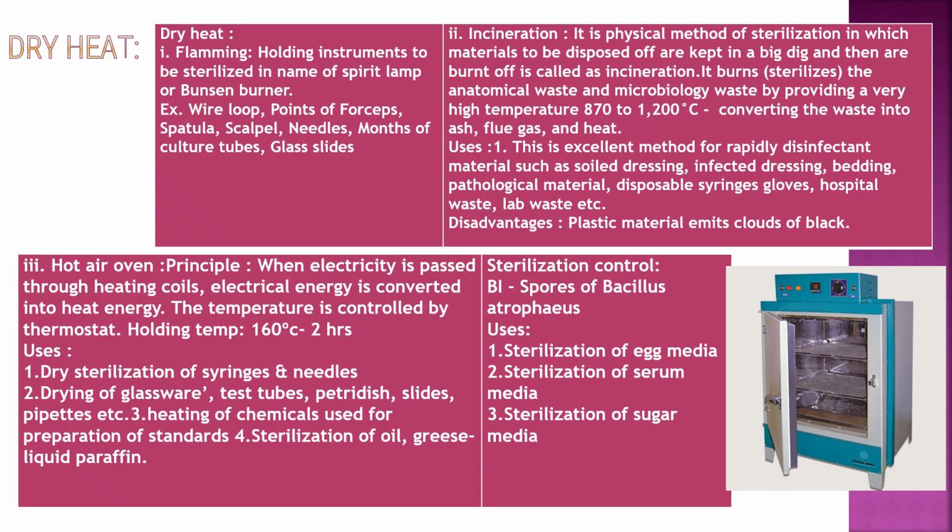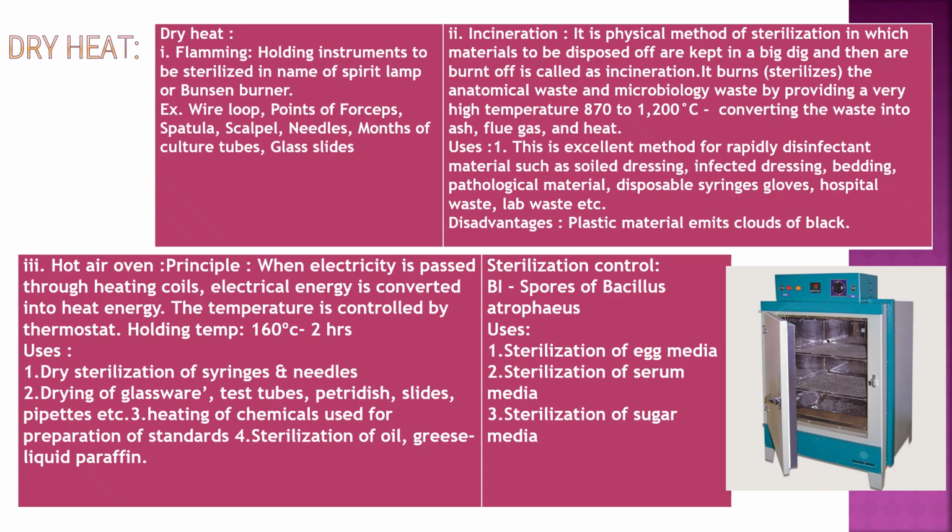The second method is incineration. It is a physical method of sterilization in which material to be disposed of is kept in a big bin and burnt off. It is called incineration. It burns, that is, sterilizes the anatomical waste and microbiology waste by providing very high temperature, 800 to 1200 degrees Celsius, converting the waste into ash, flue gas and heat. Uses: it is an excellent method for rapidly disinfecting material such as soiled dressings, infected dressings, bedding, pathological material, disposable syringes, gloves, hospital waste, lab waste, etc. Disadvantage: plastic material emits clouds of black smoke.